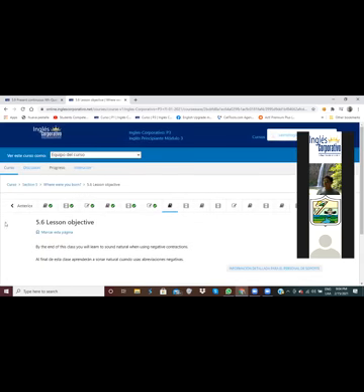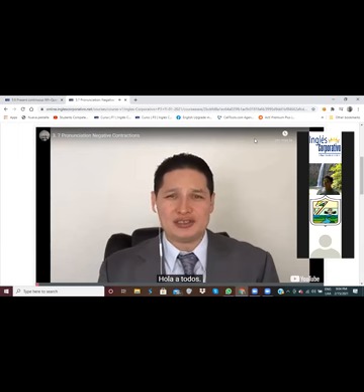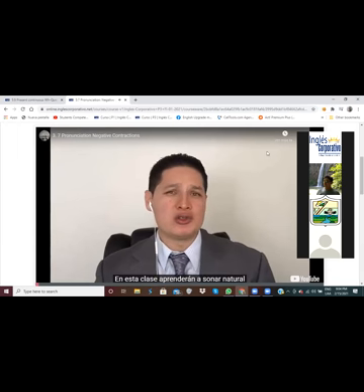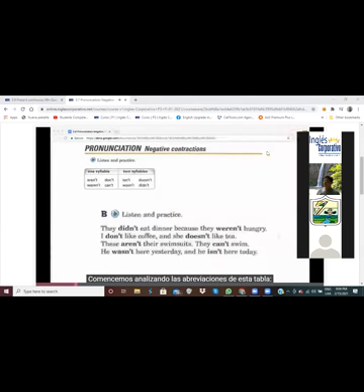Today, we're going to look at section 5.6. By the end of this class, you will learn to sound natural when using negative contractions. Al final de esta clase, aprenderán a sonar natural cuando usan abreviaciones negativas. Listen, please. Let's get started by analyzing the contractions on this chart.